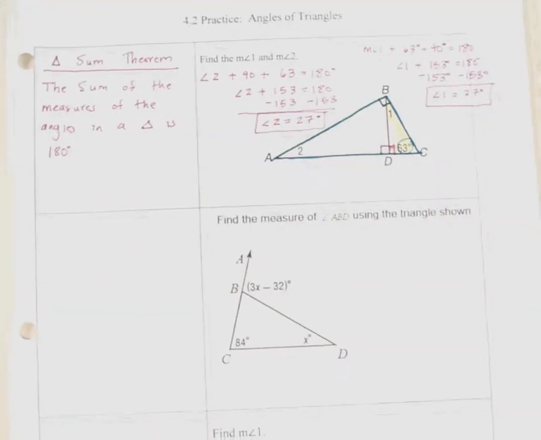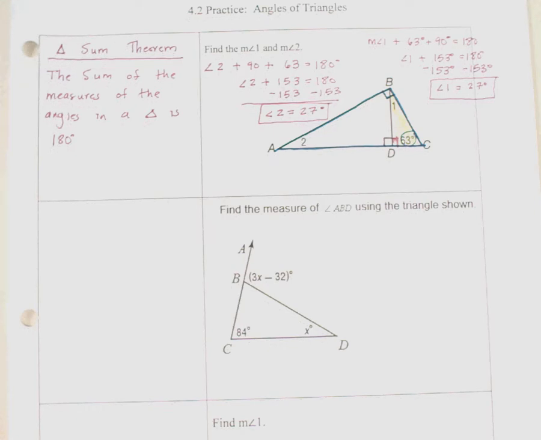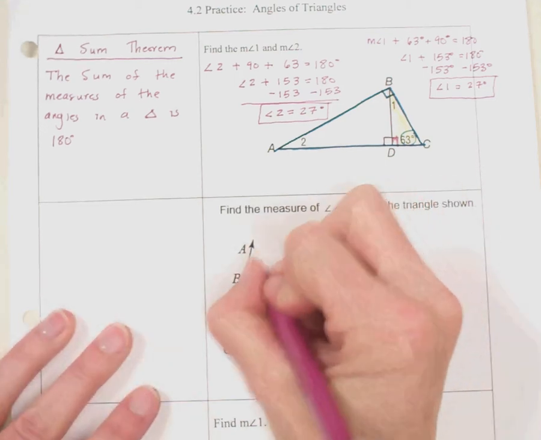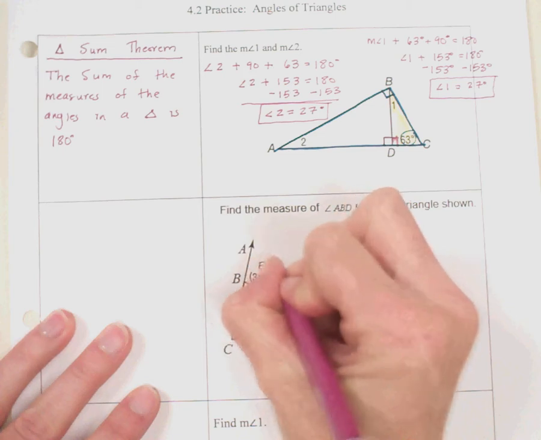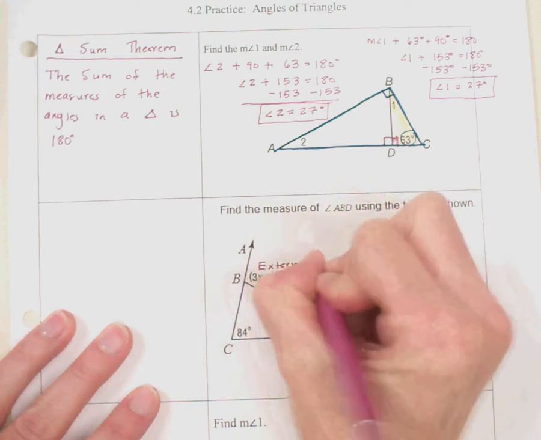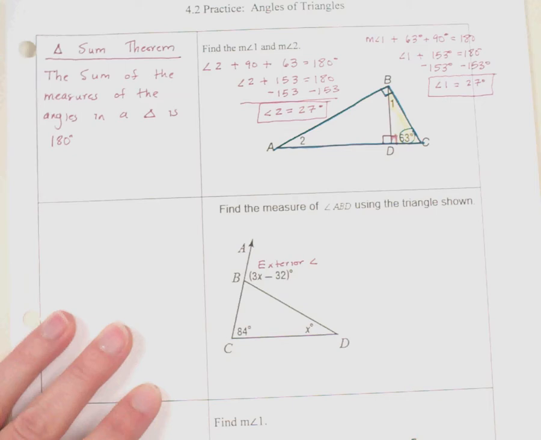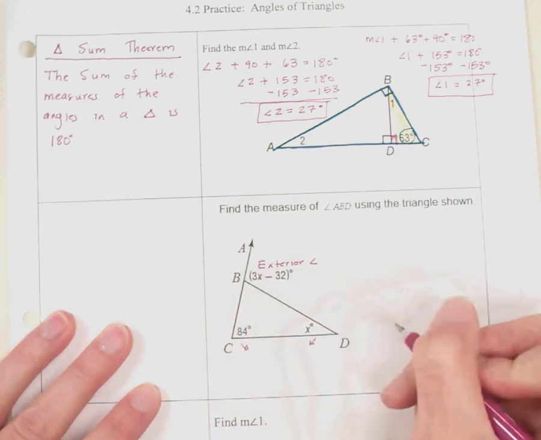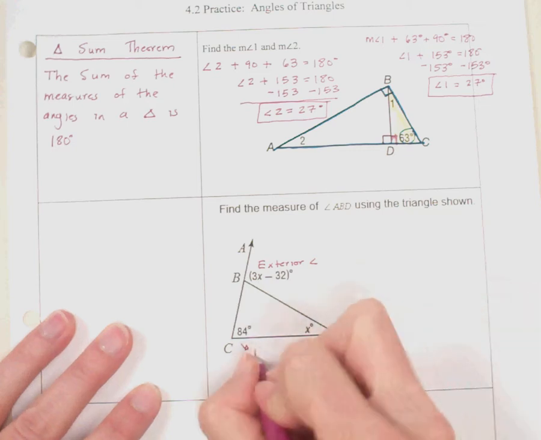Okay, example number 2. Find the measure of angle ABD using the triangle shown. This time I have a triangle with 2 angles on the inside and 1 angle on the outside. The angle on the outside is called an exterior angle. The angles on the inside that are not adjacent to the exterior angle are called the remote interior angles.